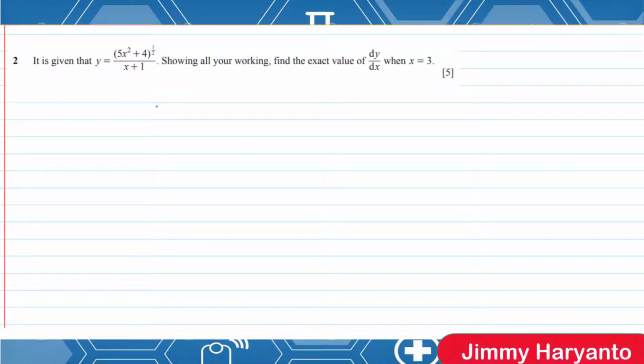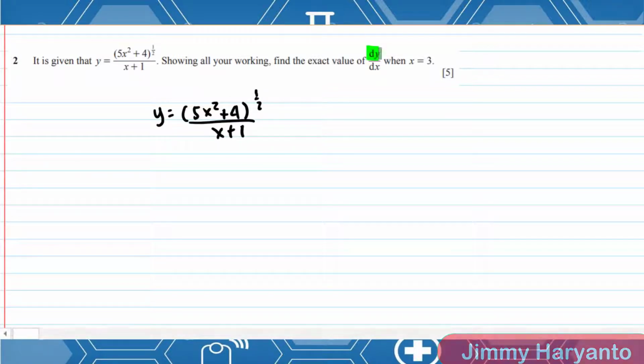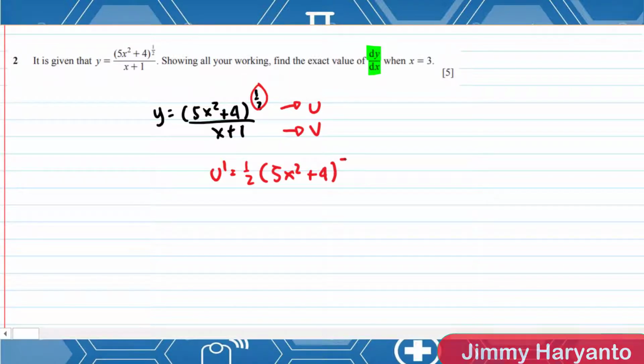For number 2 we have y equals (5x squared plus 4) to the power of half, over x plus 1. The question wants us to find dy over dx, so it will be differentiation. Differentiation of a fraction function will use u over v. u accent equals half, this half comes down to the front, and then the power is minus 1. Half minus 1 equals negative half.